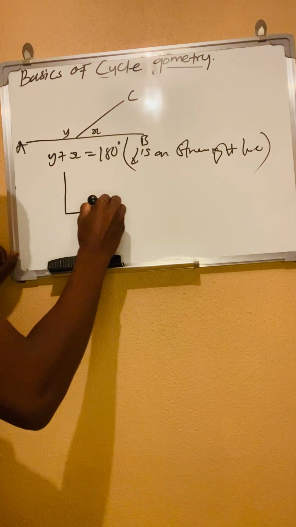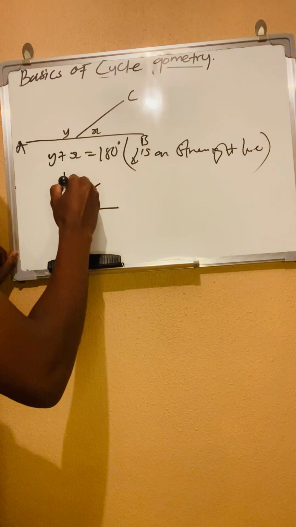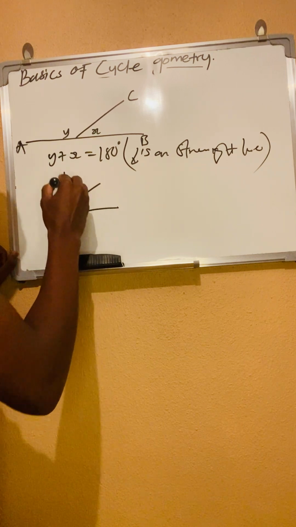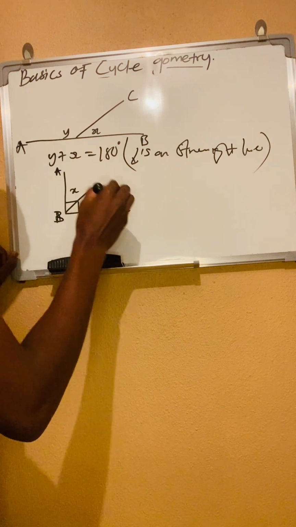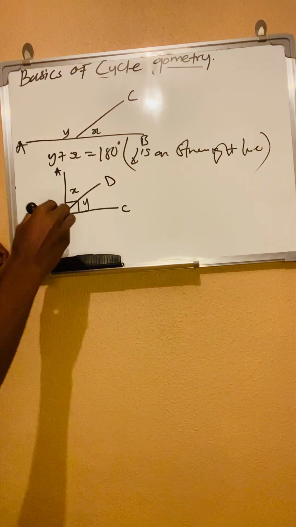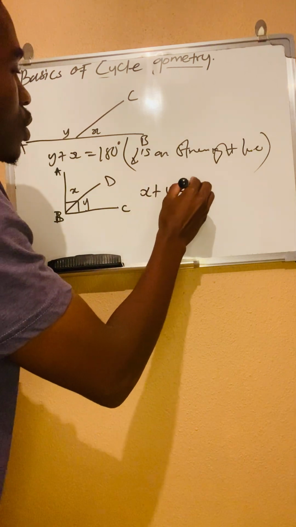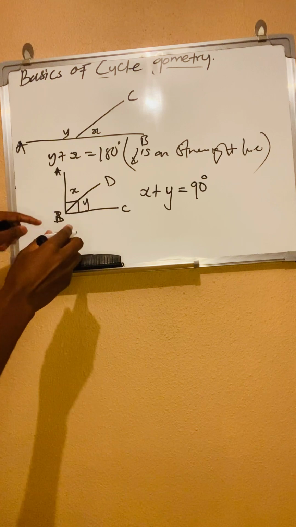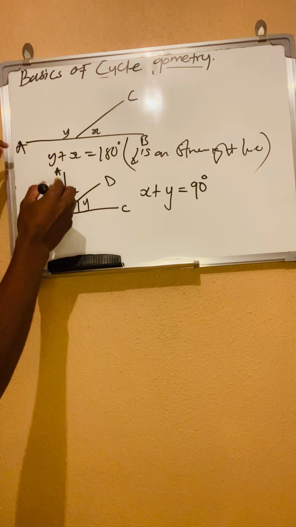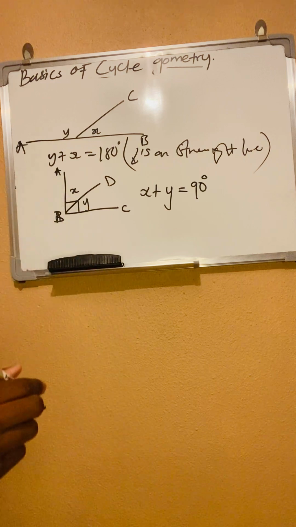We have this guy. We can have X here, Y here, and A, B, C, D. So this guy here, X plus Y is equal to 90 degrees. So we have X and Y. So this line AB is perpendicular to BC. We have that 90 degrees there.